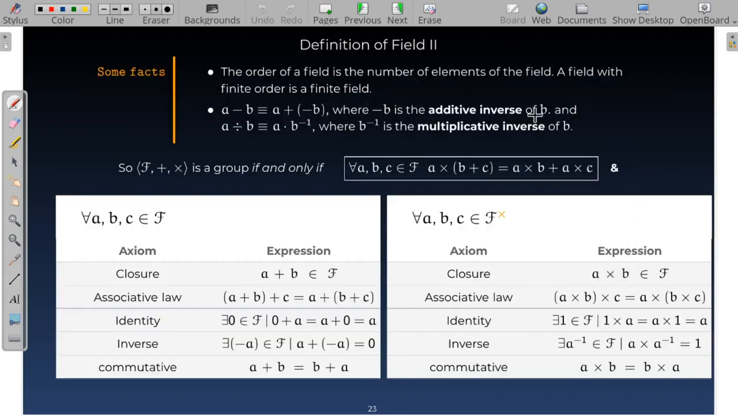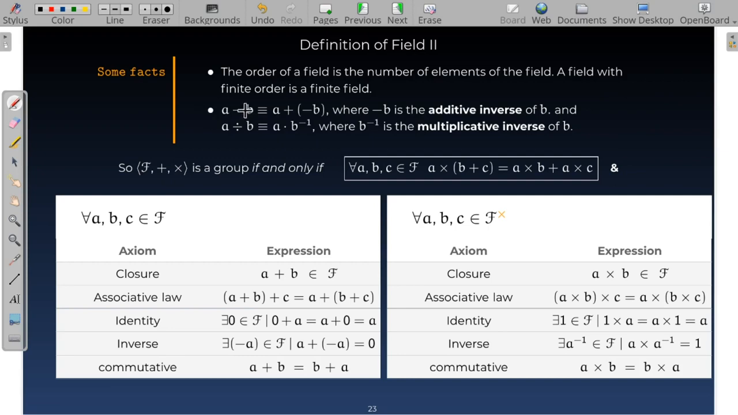Now some facts about the field: the order of the field is the number of elements in the field F. For example, if you have a set F and the elements of the set are simply 0 and 1, there are only two elements here, then the order of this field, written like this, will be equal to 2. So the order of the field is going to be 2.